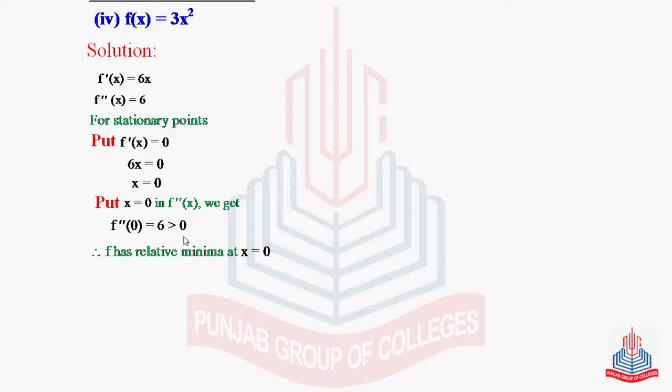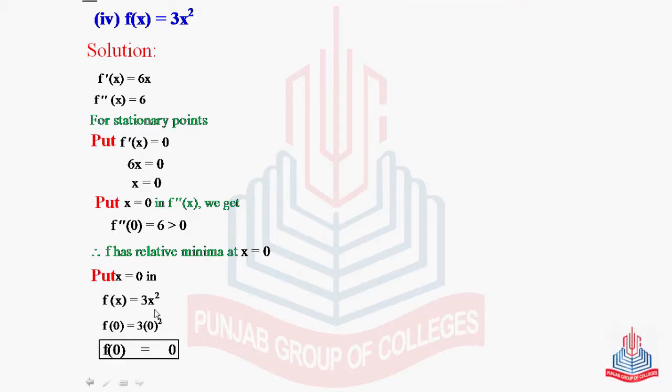f has relative minima at x is equal to 0, and to find that minimum value, put this x is equal to 0 in our given function, so f of 0, 3 into 0, so f of 0 will become 0, and that is the minimum value of the given function.